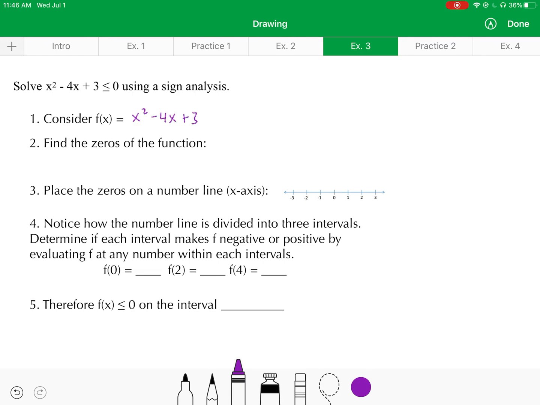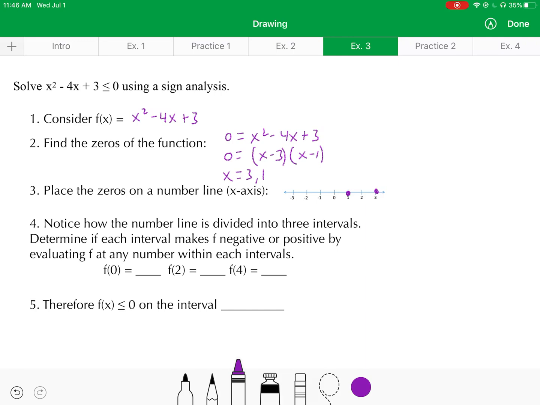And then I'm going to find the zeros of that function. So I'm going to set f of x equal to 0. And I'm going to solve for x here by factoring. X ends up being 3 and 1. I will then draw out a horizontal number line to represent the x-axis, and I will place a point on the x-axis at both 3 and 1. These are the 2 points where the corresponding parabola would cross the x-axis.